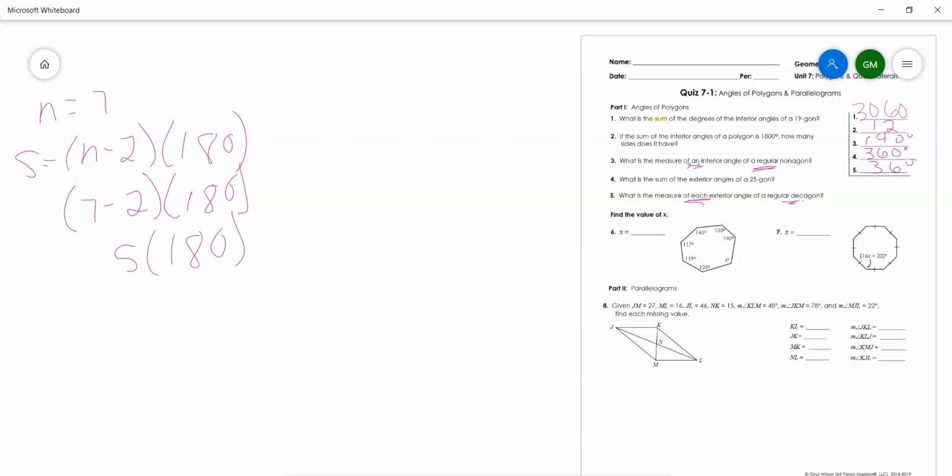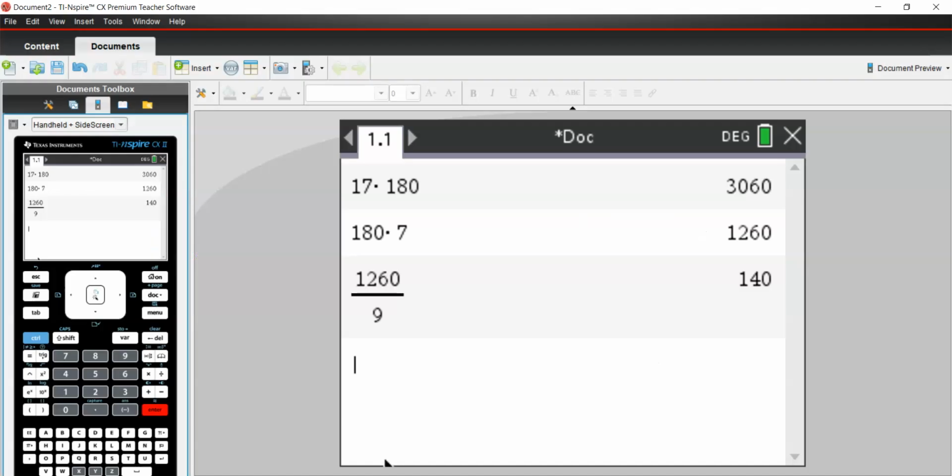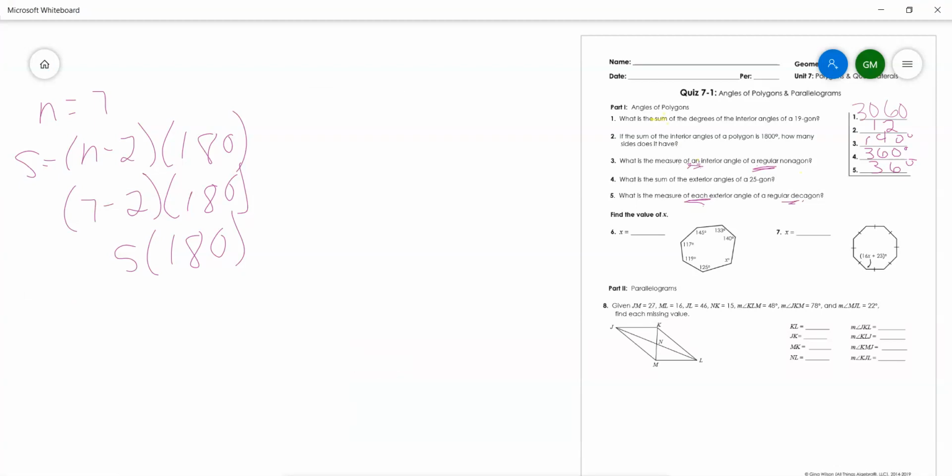So let's go ahead and find out what that is. 5 times 180. That's 900. So S equals 900. So that's the total of the interior angles. But we have 6 interior angles given to us, and we're looking for the 7th. And it's not a regular heptagon, so they're not all the same. So we're going to subtract the total of the interior angles that they gave us. So let's go ahead and add those all together.